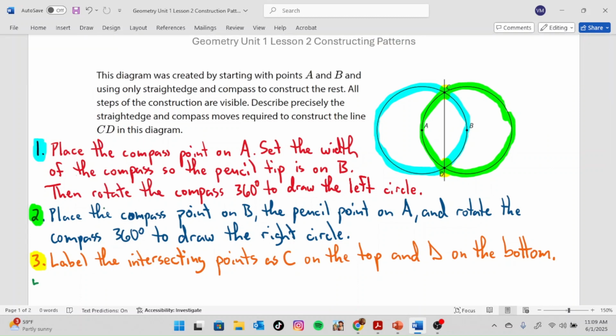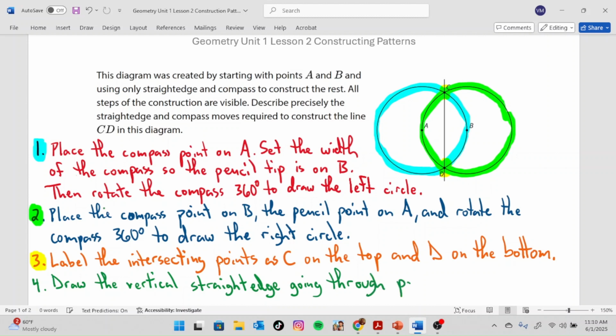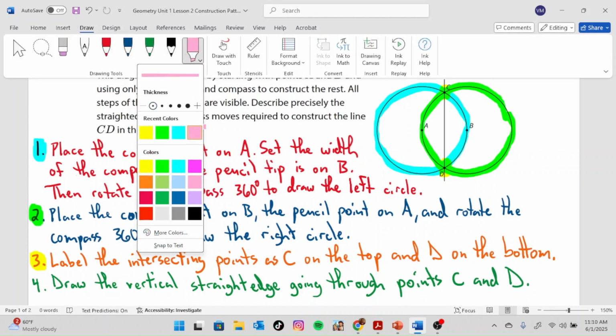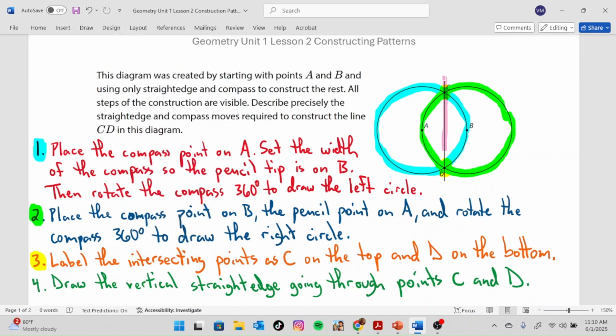And the final step would be to draw the vertical straight edge going through points C and D. And that would complete the diagram with the straight edge that constructs the line CD highlighted in pink.